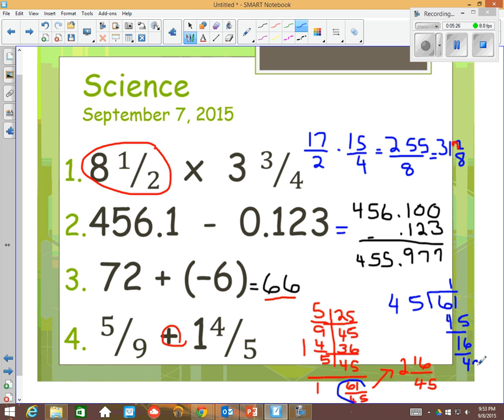So that is the reason why it is 2, because you have the one that was in the problem already, which is here, and then you have the one for the conversion of the improper fraction after you added the fractions. That's the reason why the answer is 2 and 16/45.